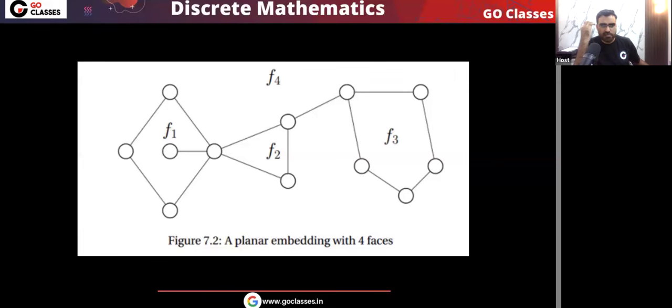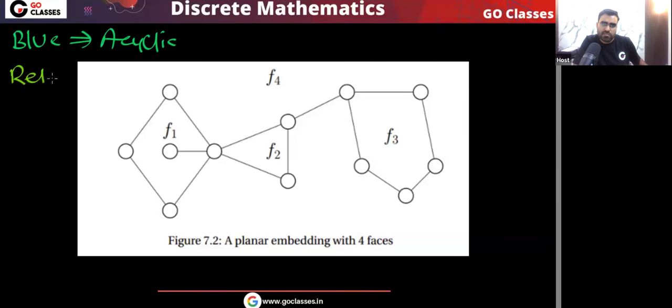For example, consider this diagram. In this diagram, what are the cyclic edges? What are the non-cyclic edges? Can you tell me? Let me draw it here. I will draw the blue as acyclic edge, and red as cyclic edge. Is this clear, what I'm doing? Remember, I will draw the cyclic edges with red.